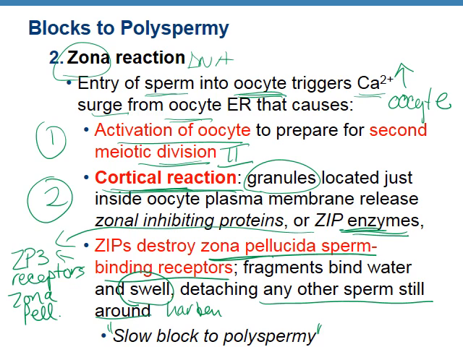But basically, we want both of these things to happen, right? We want to push off any sperm that might be in the zona pellucida, and then we also want to get rid of any sperm binding receptors on the oocyte membrane so that we will not get another sperm DNA inserted into the oocyte.